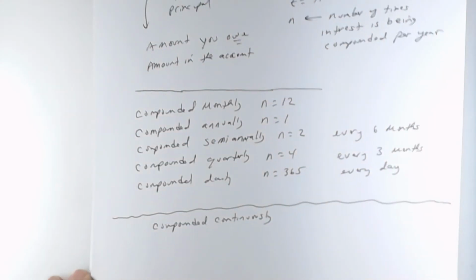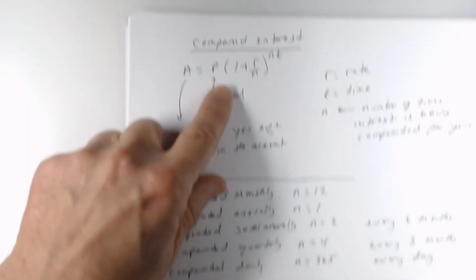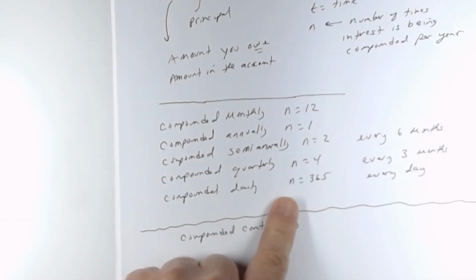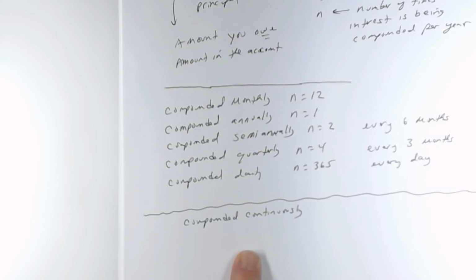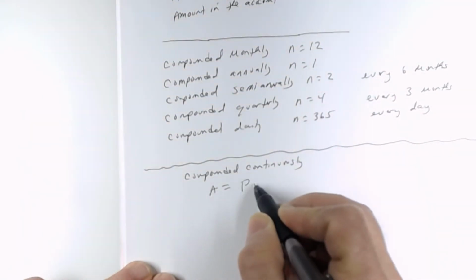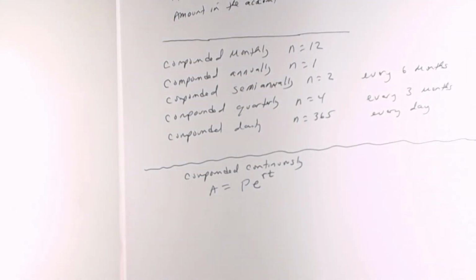You use this formula only if it's being compounded a finite number of times. Okay? So compounded continuously, you're going to use this formula: A equals P times E to the RT power. Some people refer to it as the PERT formula. So A equals P times E to the RT power.